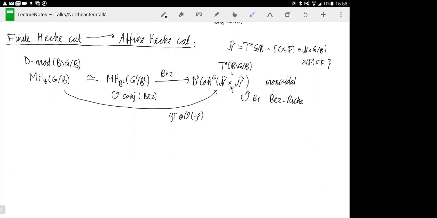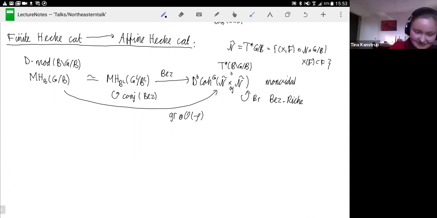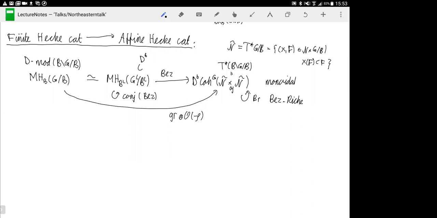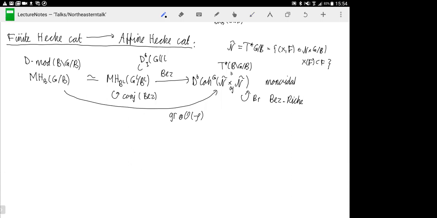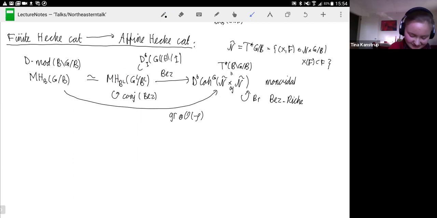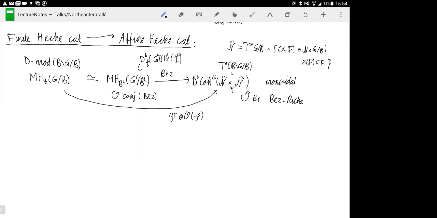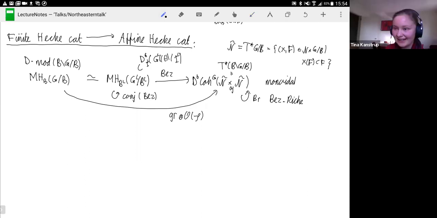Sorry, but isn't that from D-modules on the affine flag variety? Yes, exactly. Wait, where's the affine flag variety? Oh, I see. So you take the constant loops or something? Yes. Okay, sure. So I guess I should put Langlands duals here. Thanks. All right. Shoot, I'm already out of time.